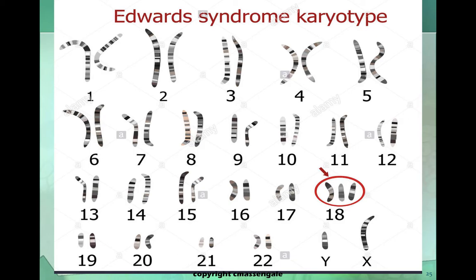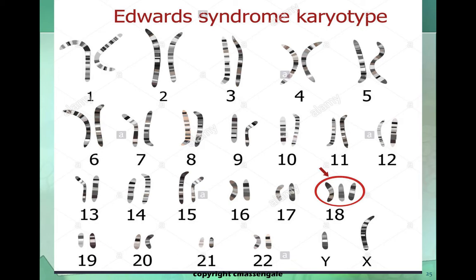All right, so if we wanted to write that in scientific notation, we would say this individual has 47 chromosomes, comma, XY, because they're male, comma, plus 18. Because we're saying there's an additional one on 18.